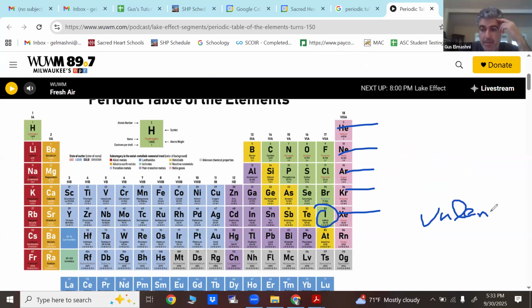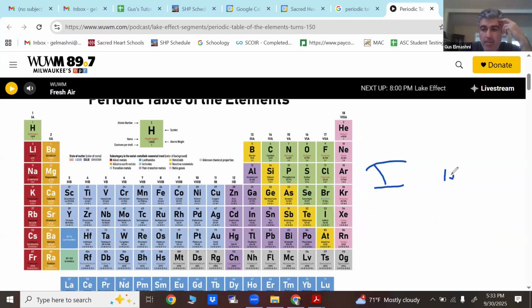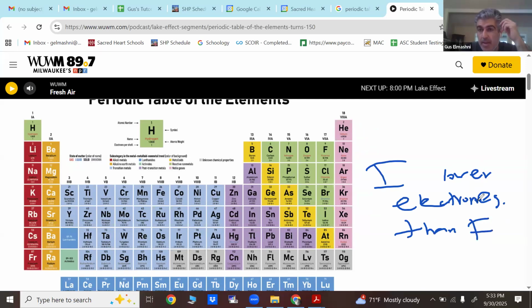Valence electrons are a big deal. Have you heard that term, valence electrons? Those are electrons that are up on the outermost level. Obviously that's further away if you're in the fifth row. So iodine has lower electronegativity, sorry for my bad handwriting, than fluorine, because iodine's outermost electrons are further away from the nucleus than fluorine's. Fluorine's a little bit closer in.